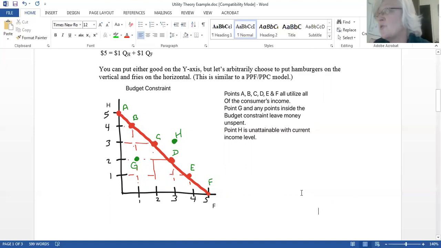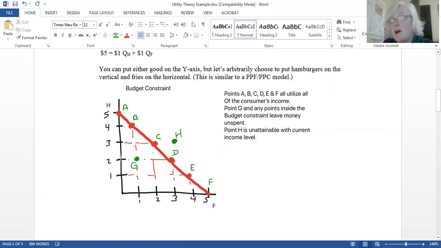That limits my choices on this graph, and that's what I want to do at this intro level for this first example in particular. So you can see over here, I have written for you, points A, B, C, D, E, and F all utilize all of my income. I'll spend all of my $5. I drew point G in the interior of the red line of the budget constraint. So the red line is called the budget constraint. When I ask you to plot a budget constraint, this is what I would like you to reproduce.